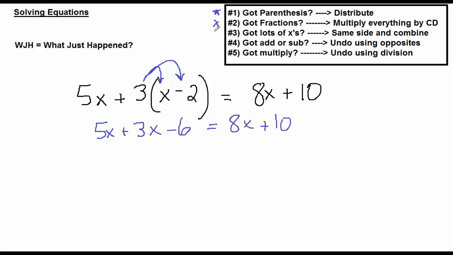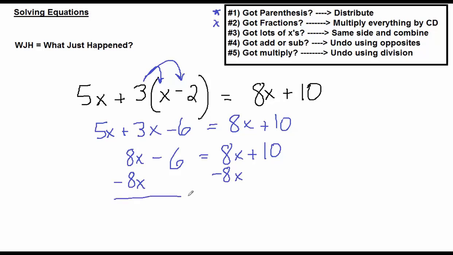I don't have any fractions, so I don't have to worry about that. Do I got lots of x's? I do, so I need the same side and combine them. So 5x plus 3x, I'm going to combine it really quick. 5x and 3x is 8x minus 6 equals 8x plus 10. So now I'm going to get the 8x's to the same side. I'm going to go ahead and minus 8x. I'm going to move them all to the left.